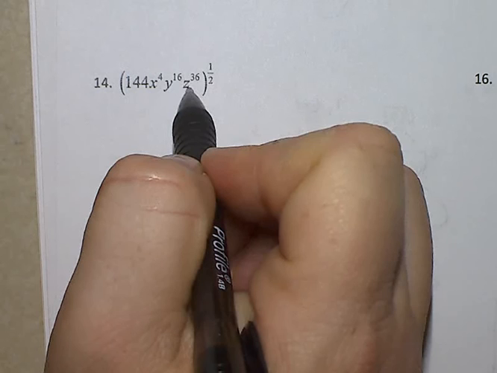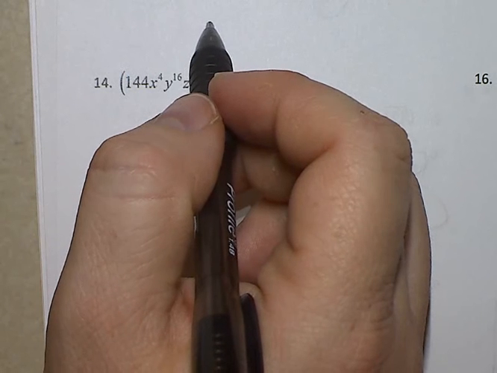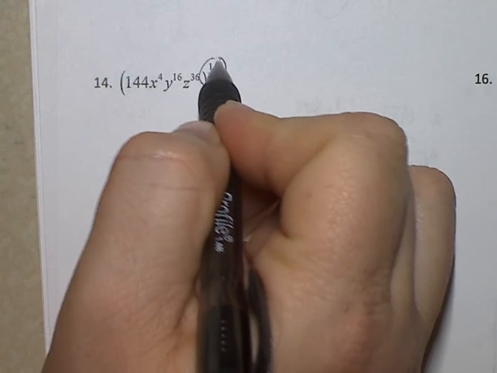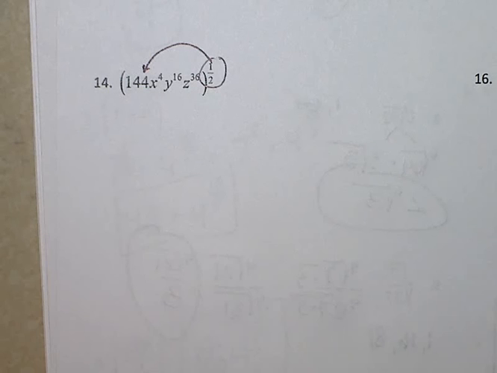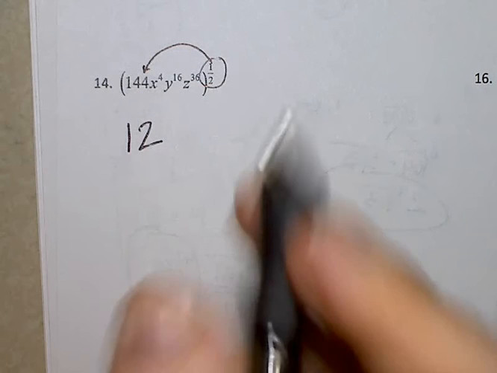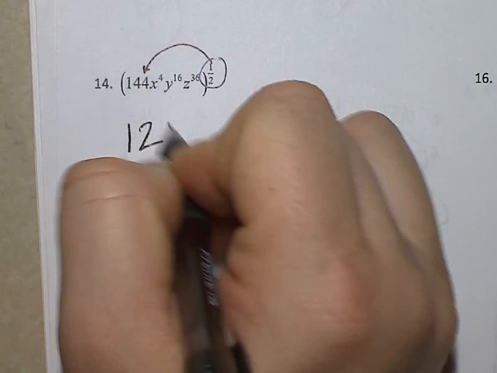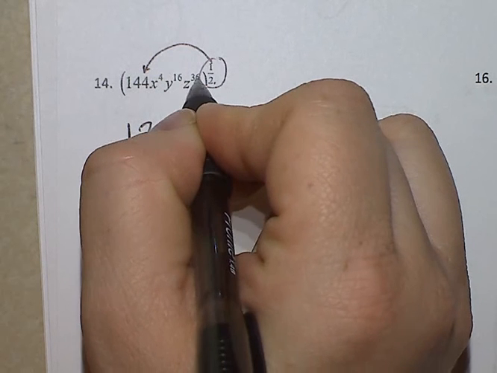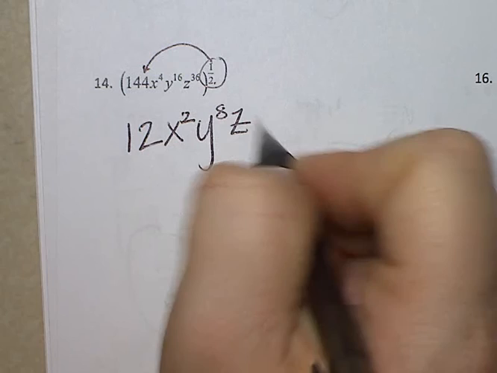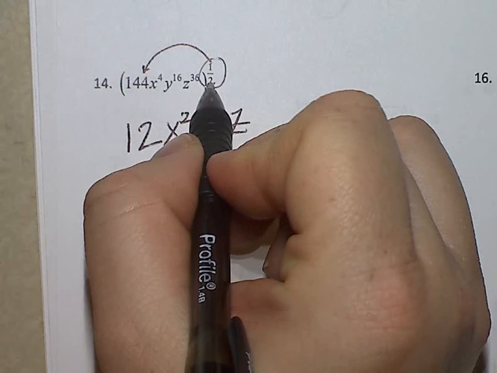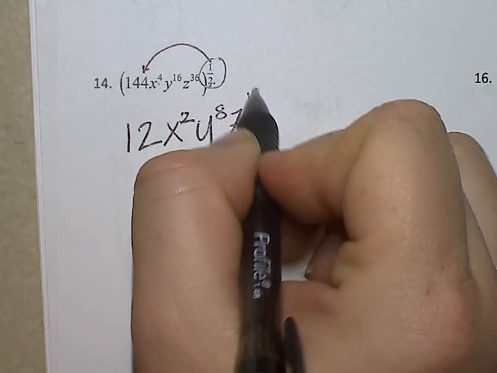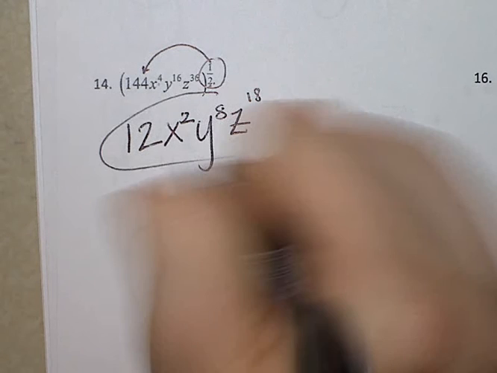Number 14. Okay, so this means square root, or what two numbers multiply to give you 144? The answer is 12. How many groups of 2 can you take away from 4? How many groups of 2 can you take away from 16? How many groups of 2 can you take out of 36? I said take away, and I meant how many groups can you take out of. So you can take 2 groups of 2 out of 4, 8 groups of 2 out of 16, and 18 groups of 2 out of 36. Problem is done.